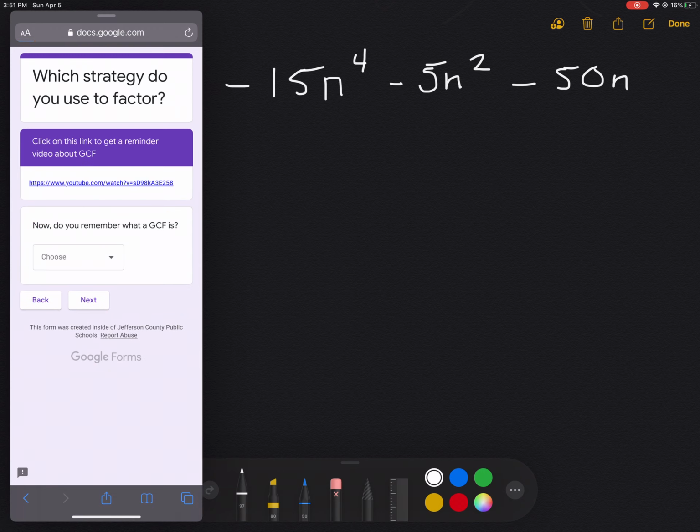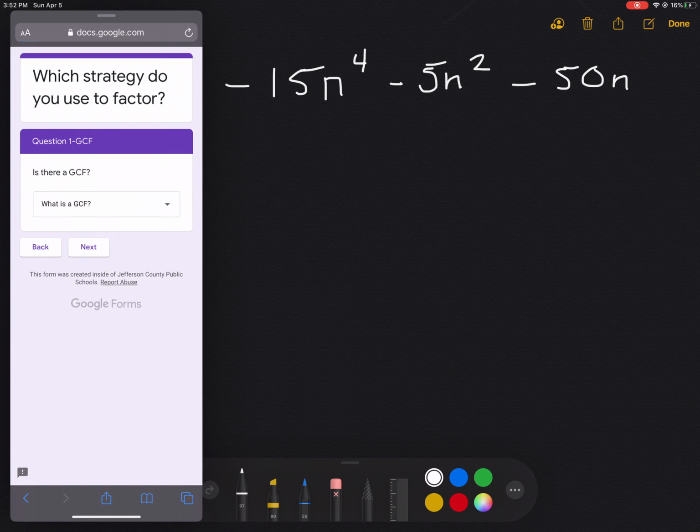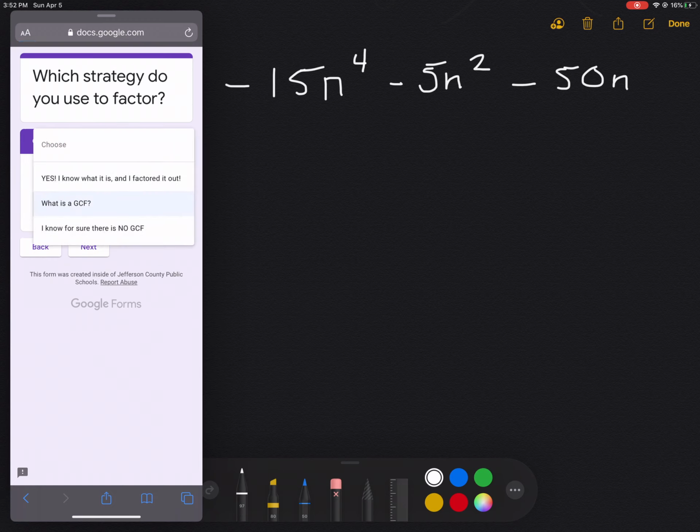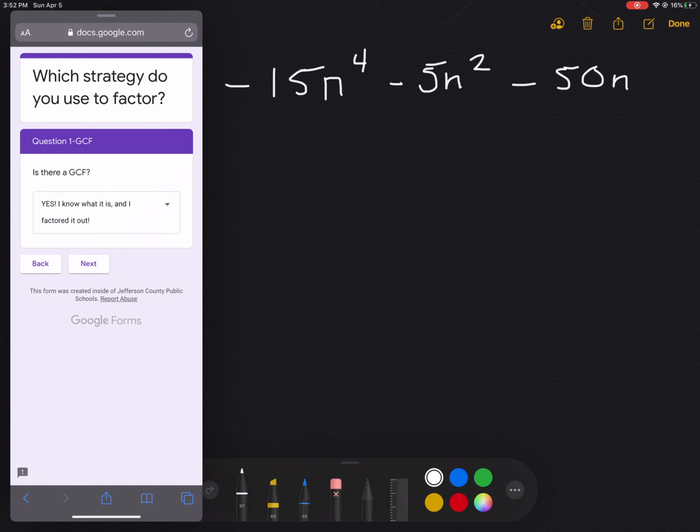And then there's a nice little video for me that reminds me how to find the greatest common factor of a polynomial. So hopefully after I've watched that video, when I go back to choose, it says, now do you remember what a GCF is? I've got two options. I can click either yes or no. I'll show you in a minute what happens when you click the no option. But for now, I'm going to click yes. Now that I know what a GCF is, I can go back to that question again. Now that I've watched the video, I know that the answer to the question is yes. I know that there's a greatest common factor, and I am going to factor it out.